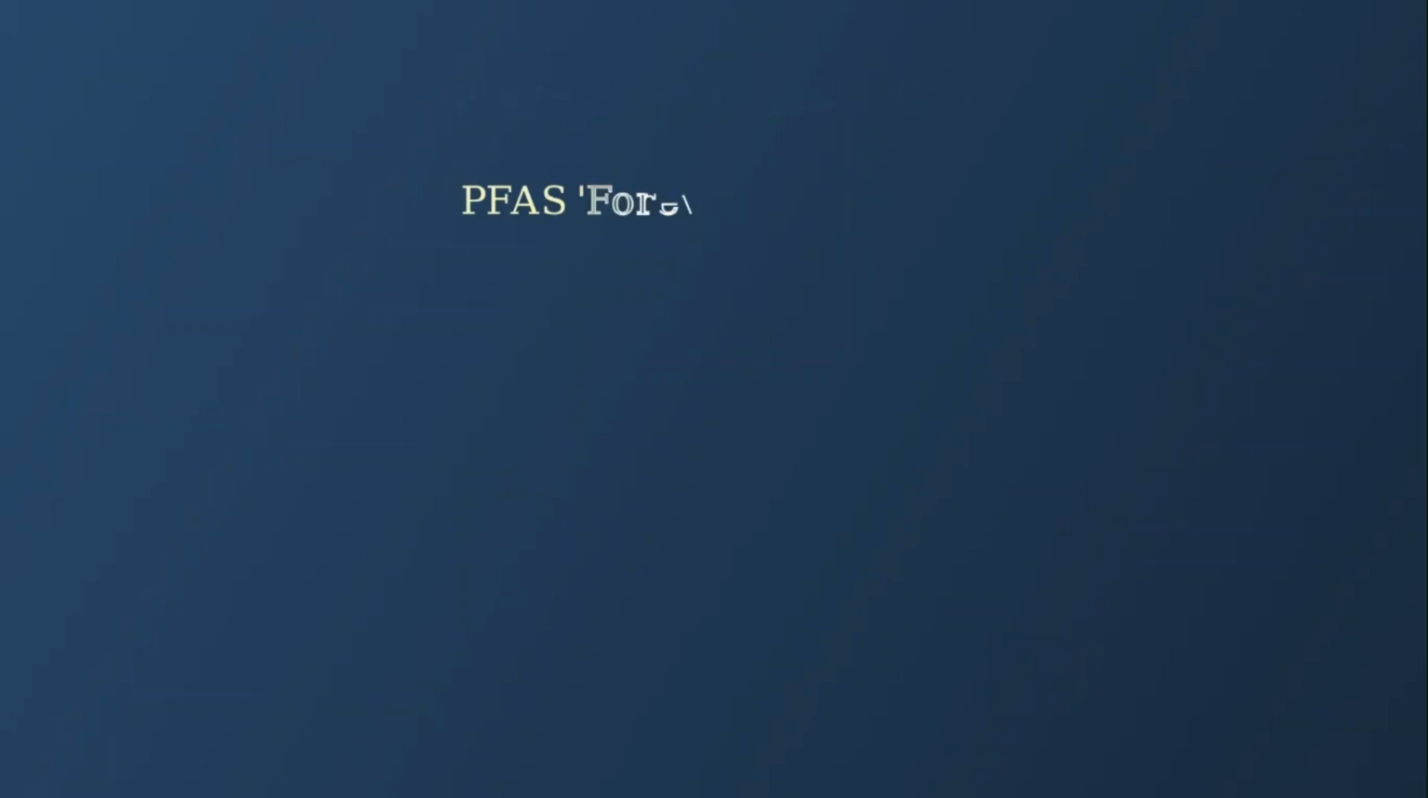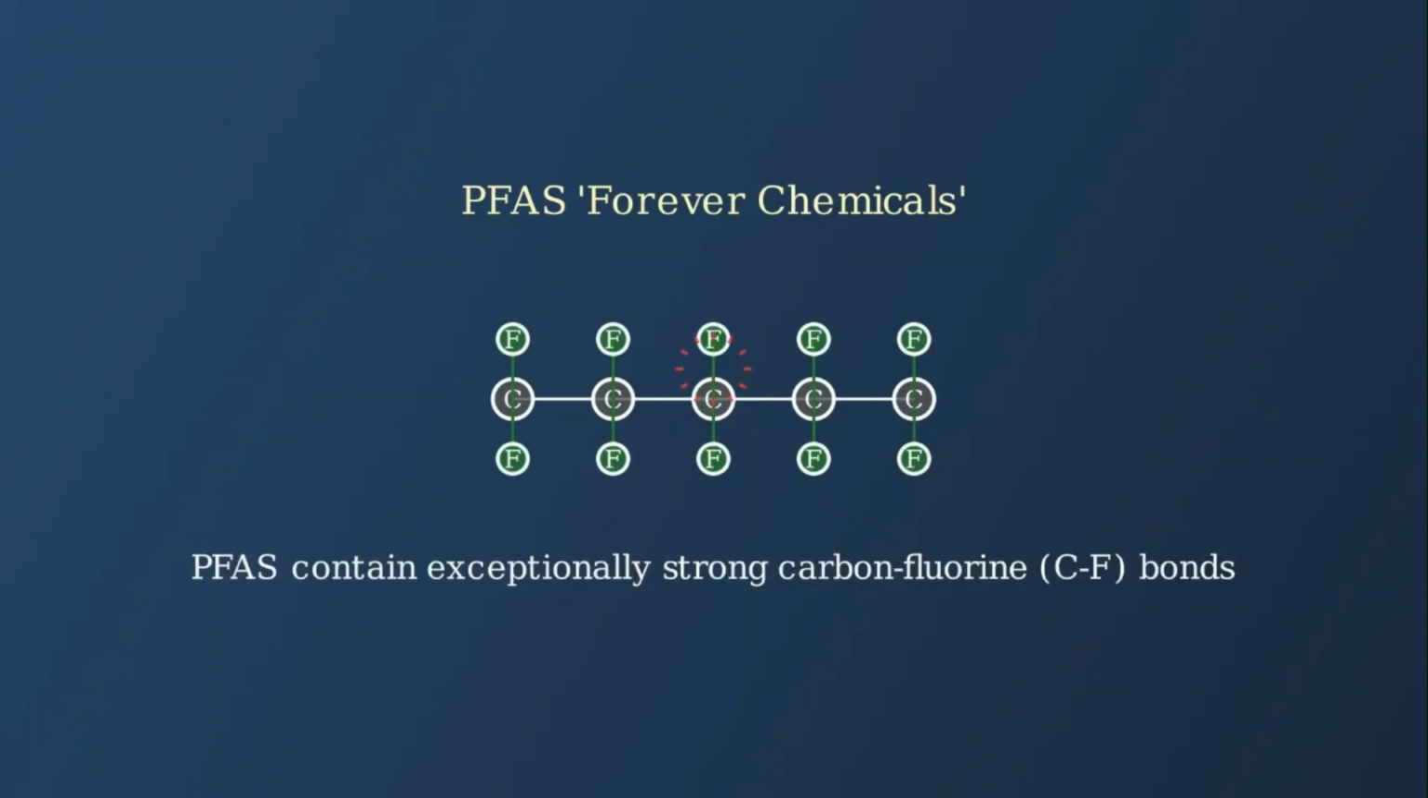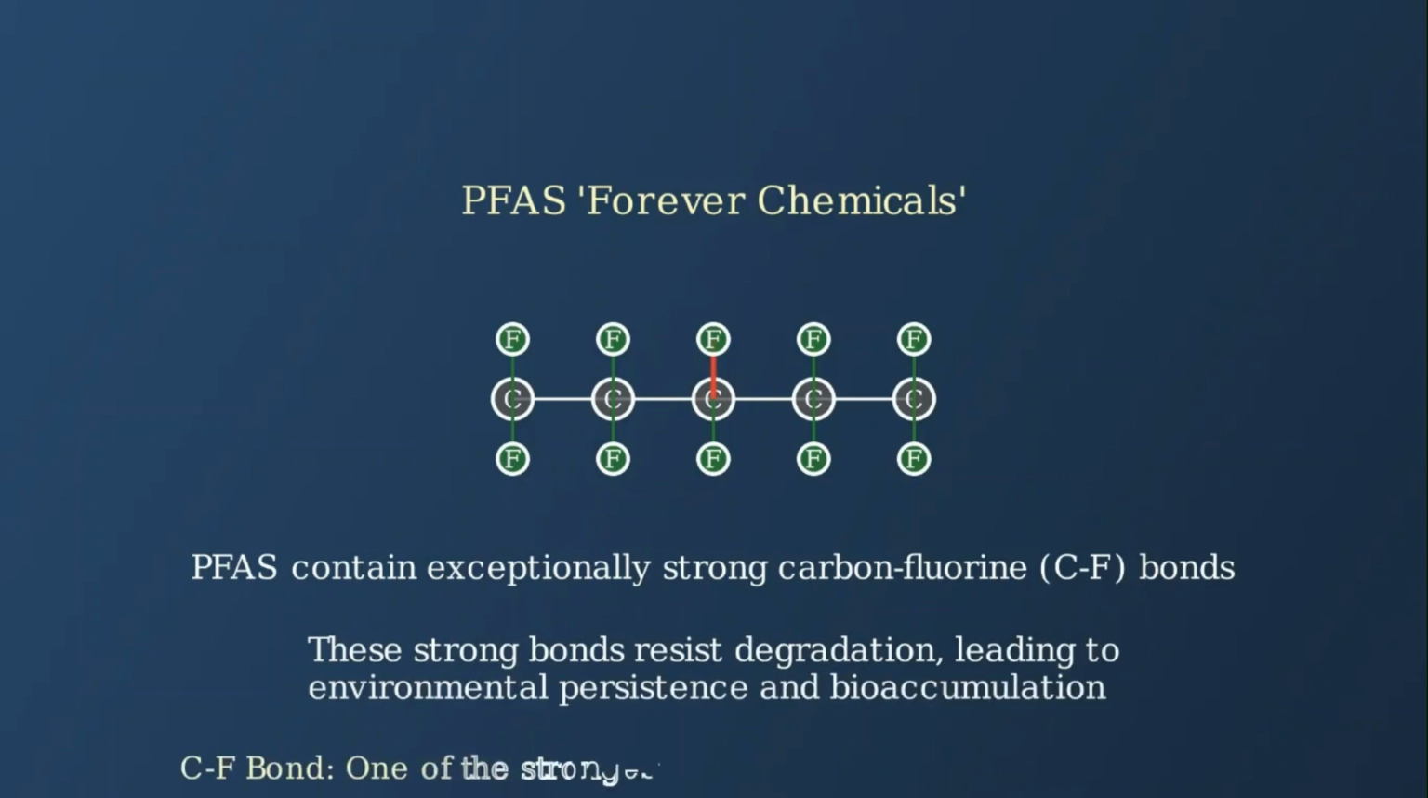PFAS, or per and polyfluoroalkyl substances, are known as forever chemicals due to their persistence in the environment. These compounds contain extremely strong carbon-fluorine bonds, which are among the most stable covalent bonds in organic chemistry. This molecular stability makes PFAS resistant to natural breakdown processes, allowing them to persist in the environment and accumulate in living organisms for decades.